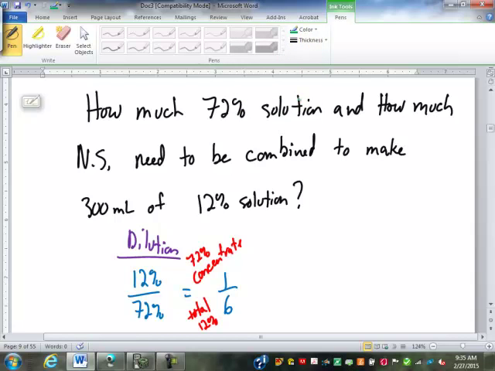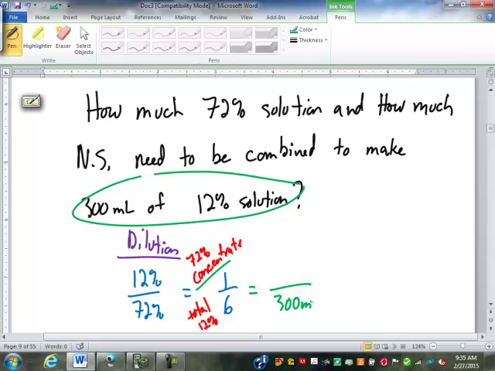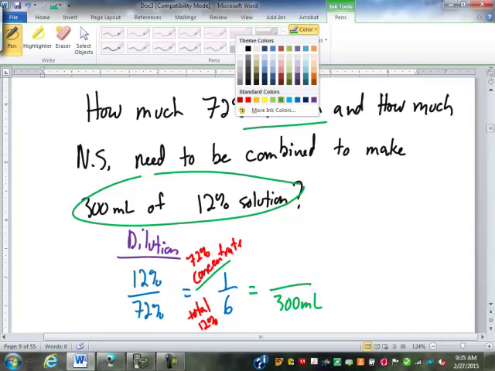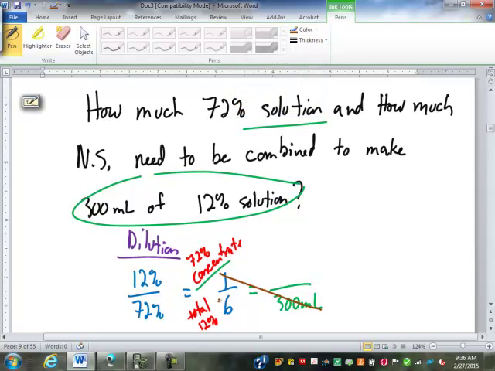Do we know either of those numbers? The 300 milliliters of the 12%. Do we want to know the amount of the 72%? Yeah, that's one of the things we need to know. So we'll use that ratio right there. 1 times 300 divided by 6 equals 50 milliliters. That is of the 72%.